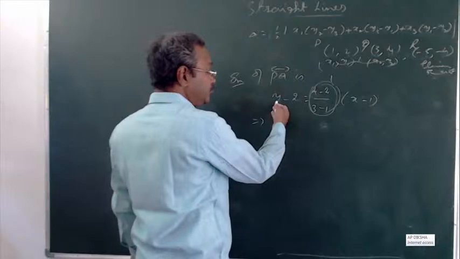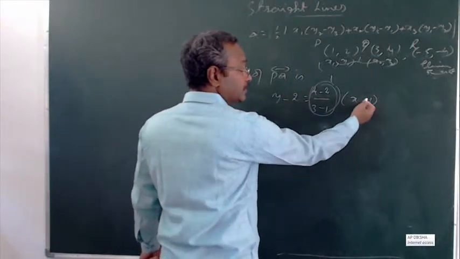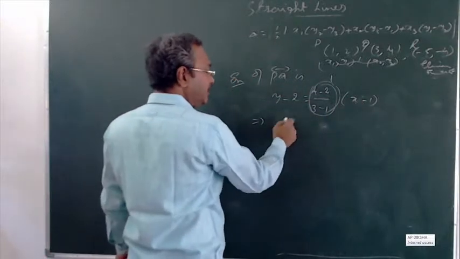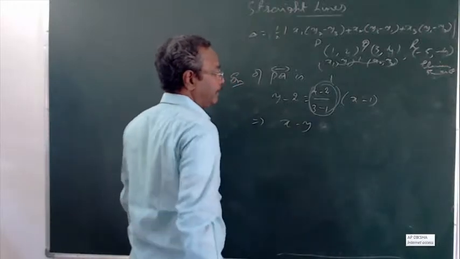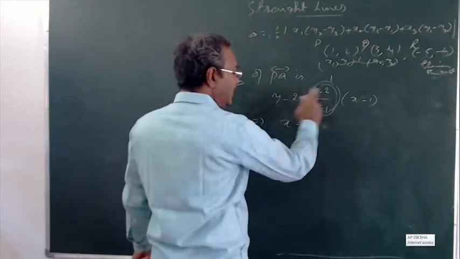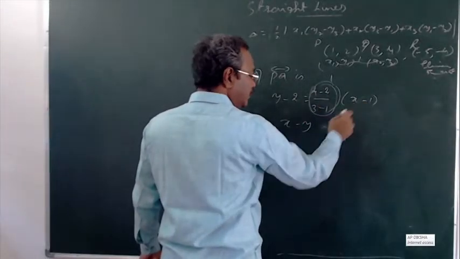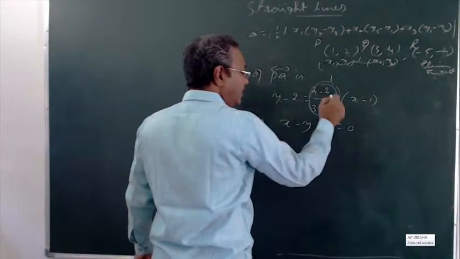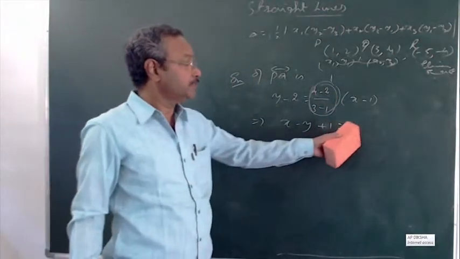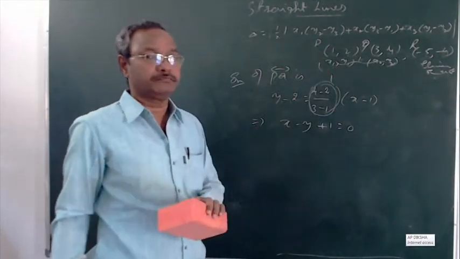So the equation is reduced to y minus 2 is equal to x minus 1. Alternatively, you can write it as x minus y. Take this y to the right side. So x minus y, minus 2 becomes plus 2 on the right side. 2 minus 1 is 1, equal to 0. So this is the equation of this straight line, PQ.